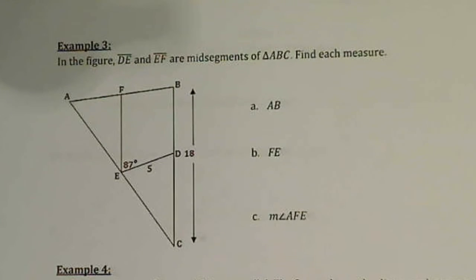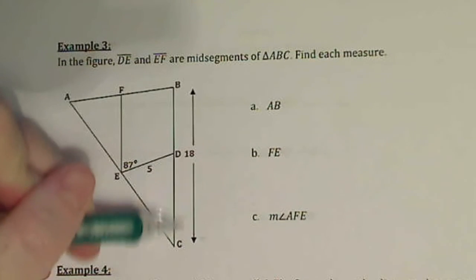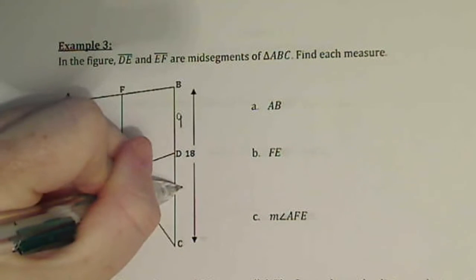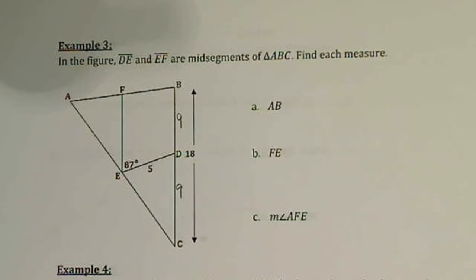Okay, example 3. We have here, we know that DE and EF are mid-segments. So keyword there, we're probably going to use the triangle mid-segment theorem. Mid-segment means that F is the midpoint of AB and D is the midpoint of BC. So that means that if this is 18, each of these is 9 units long.